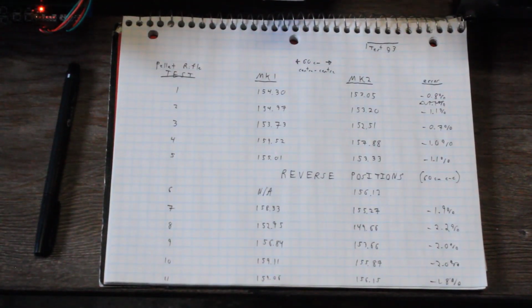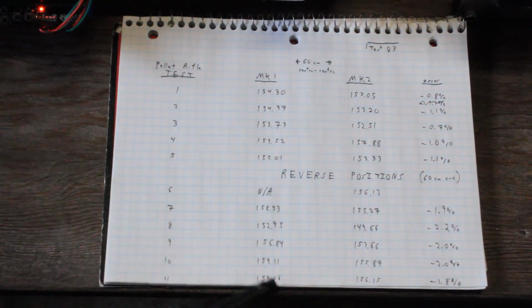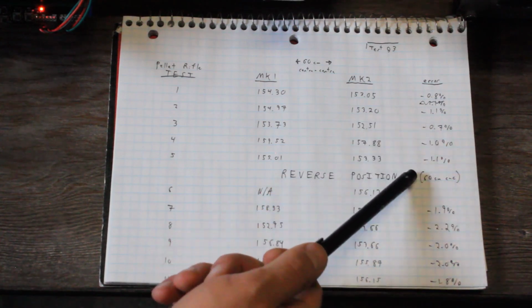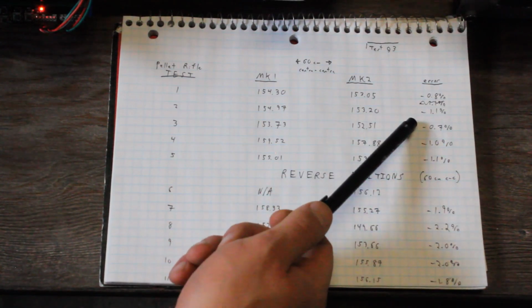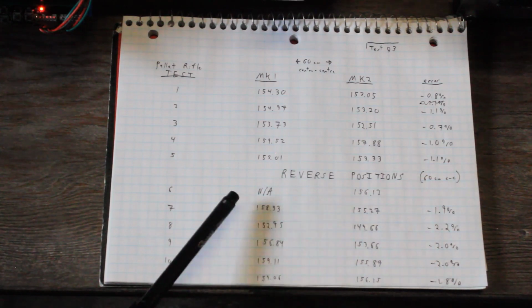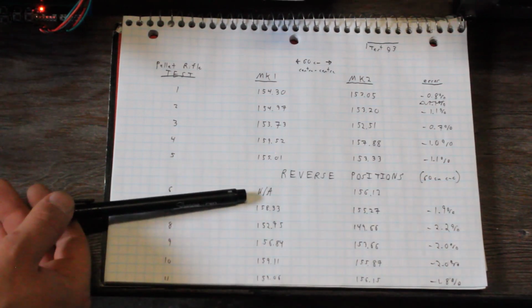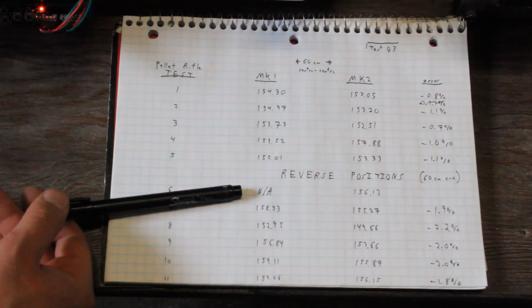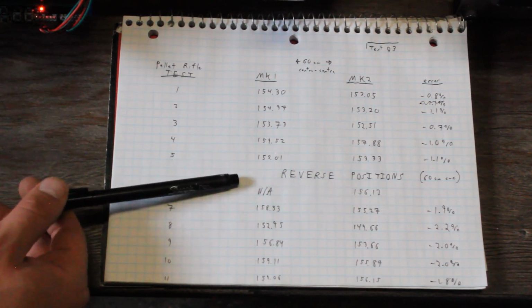Alright, so here's the results. Again, we got some pretty good consistency. It's all within 0.4% on this side and all within 0.4% on this side. So on my original, there was one shot where the chronograph failed to capture the shot.